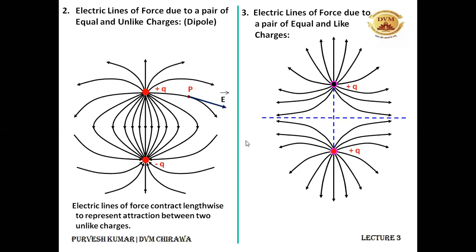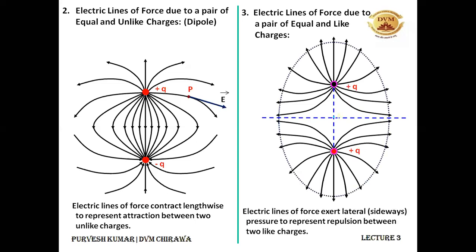You should know how to draw these electric field lines for different charge configurations. First, for a point charge: if it is positive, the lines move out of it; if it is negative, they come towards it. For a dipole, they move out from the positive charge and go towards the negative charge. And in the case of two equal and like charges, they move away from the charges, and there lies some area in between where no electric field exists.